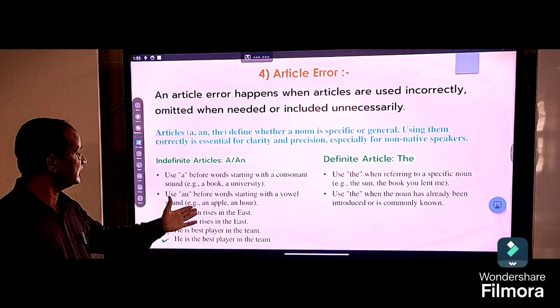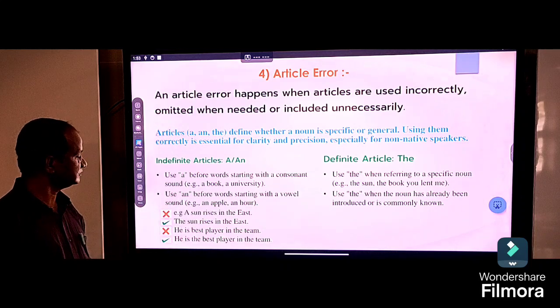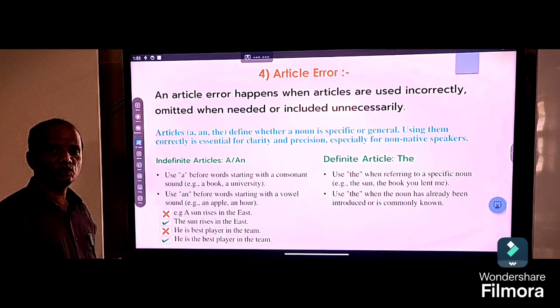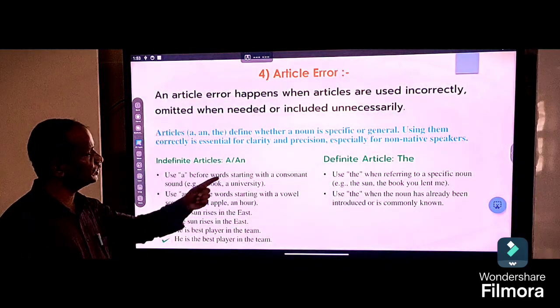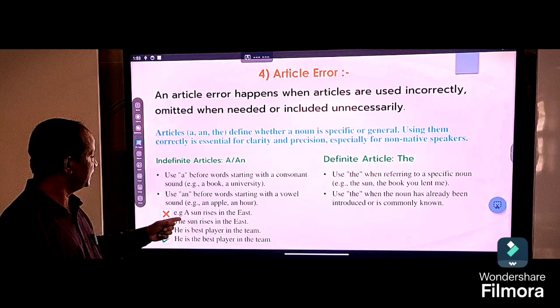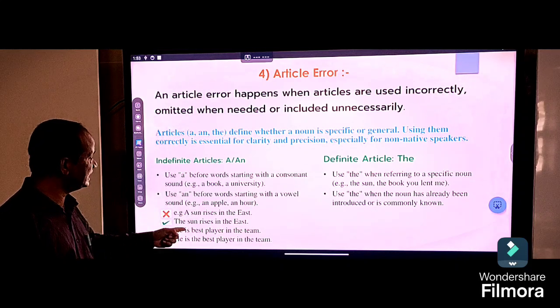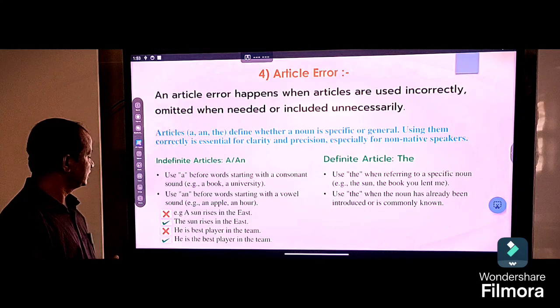Here: "A sun rises in the east." Here the sun is a unique thing in this world, the only one, and before that thing we have to use "the", but here "a" has been used. So the correct statement will be: "The sun rises in the east."